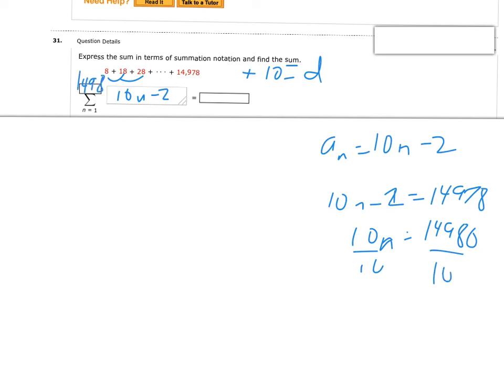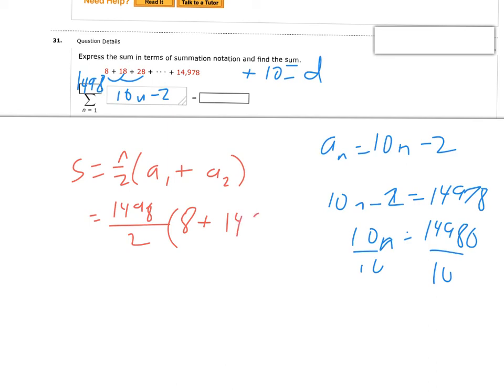And so now when we want to find the sum here, our arithmetic sum formula, n over 2 times the first number plus the last number. And we actually have all this information already. We know that the n is 1498. Since we're starting at 1, it's just that top number. The first term is 8, and then the last term is 14978. So I would definitely say we should do this on the calculator. So 1498 divided by 2 times the parentheses 8 plus 14978. And we get 11,224,514.